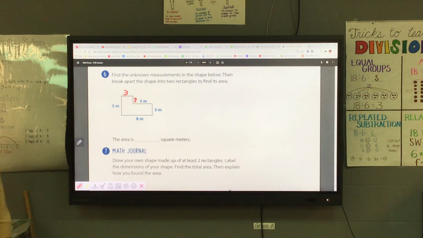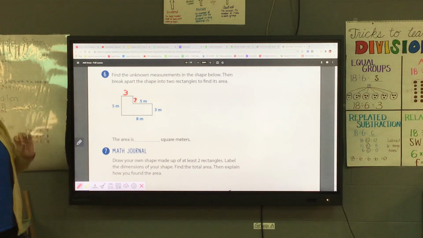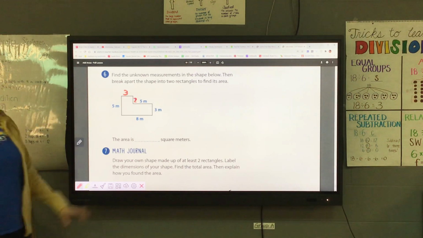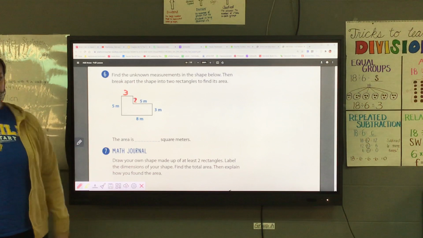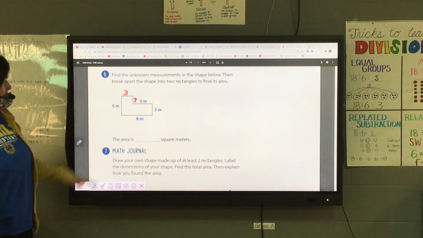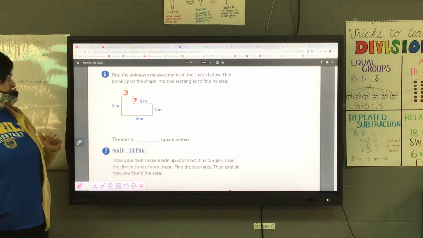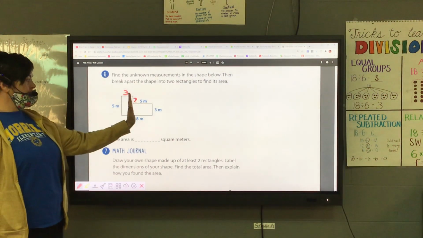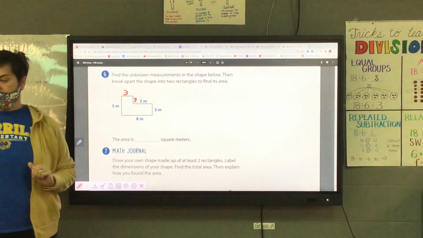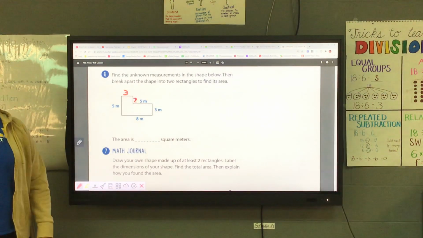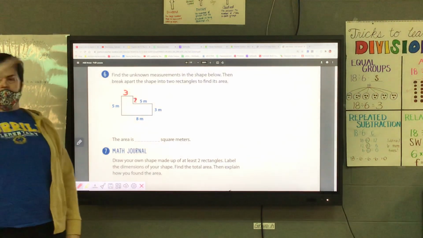Now, it says to break apart the shape into 2 rectangles. Are there 2 ways we could break that apart? We could break it apart horizontally, right? Yeah. Or we could break it apart vertically. What do you think we should do? Horizontal or vertical?